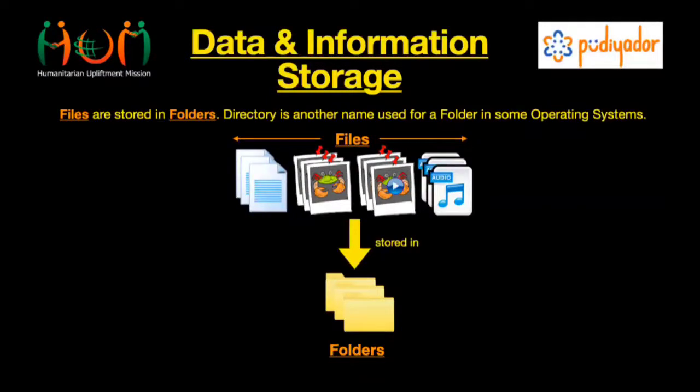So what is a folder again? A folder is a container, a vessel for holding files. And what do files hold? Files hold data and information. Information can be different types. It can be text. It can be numbers in spreadsheets. It can be photos, videos, audio files, and other kinds of data.